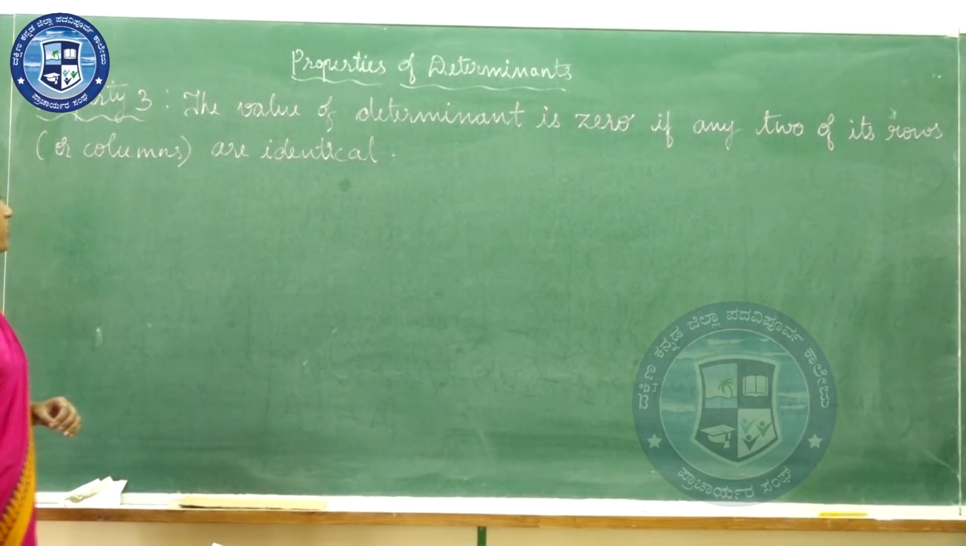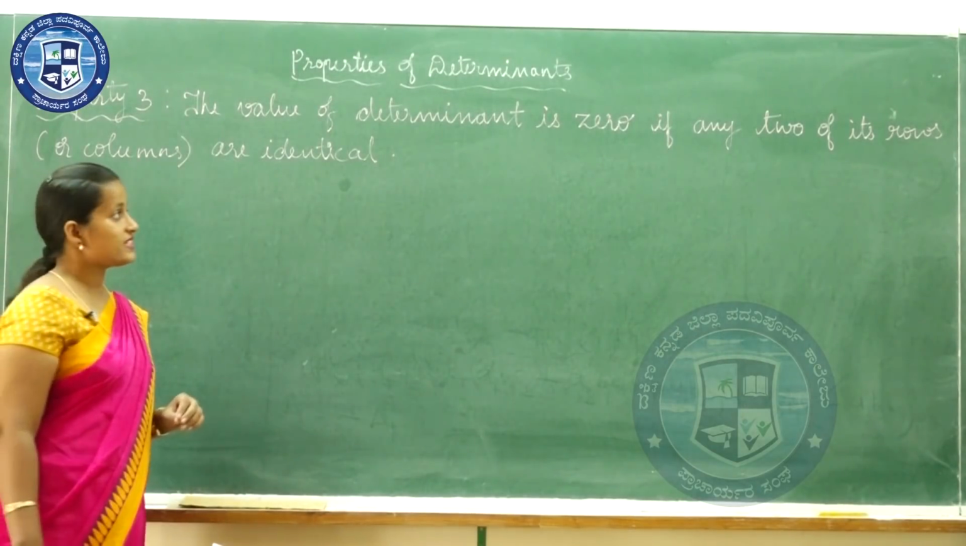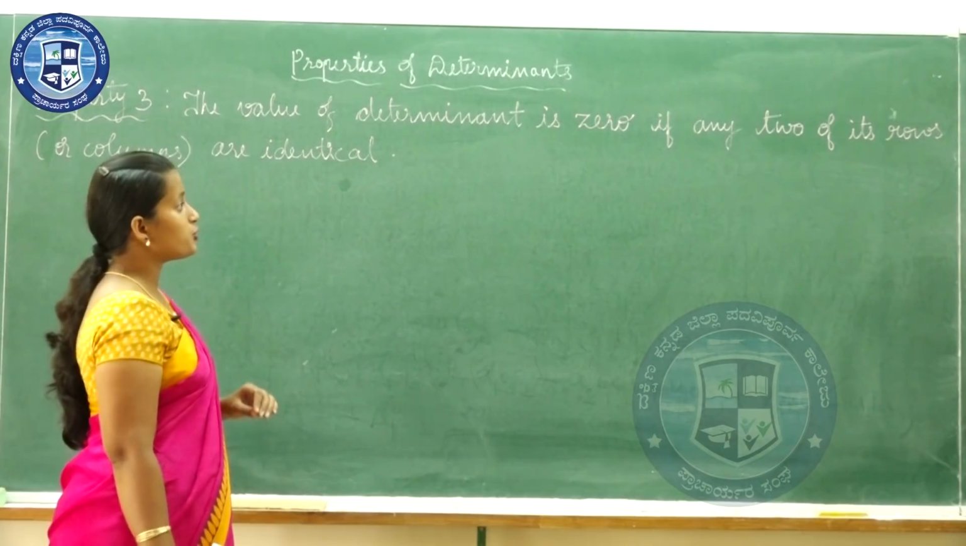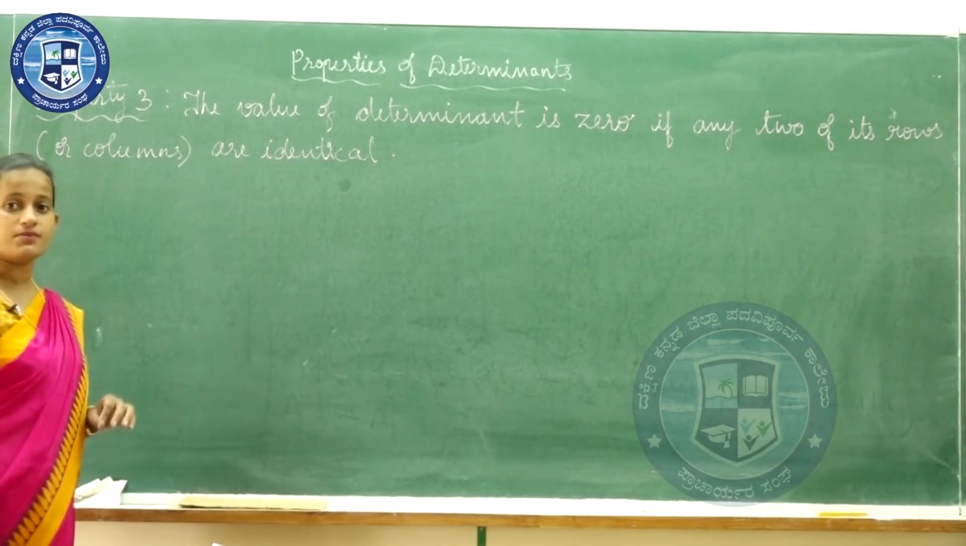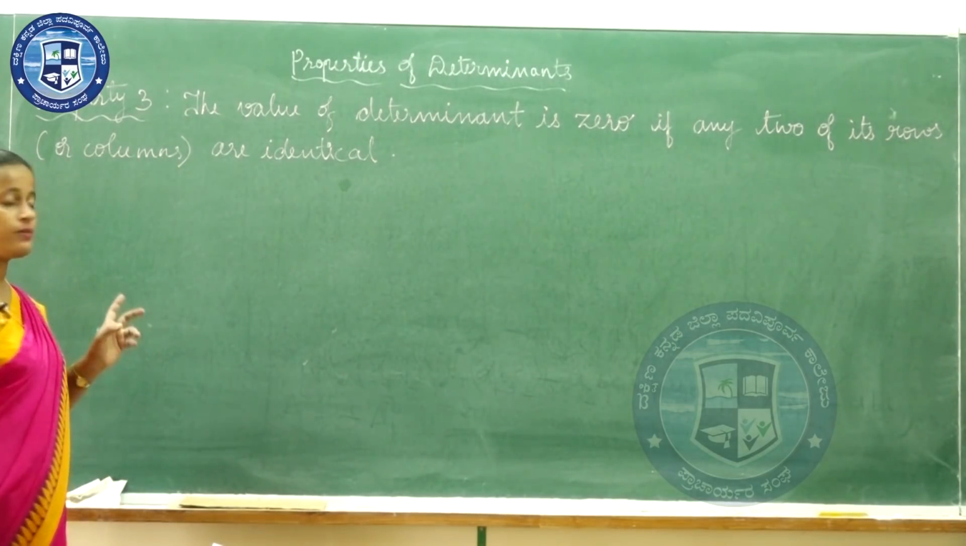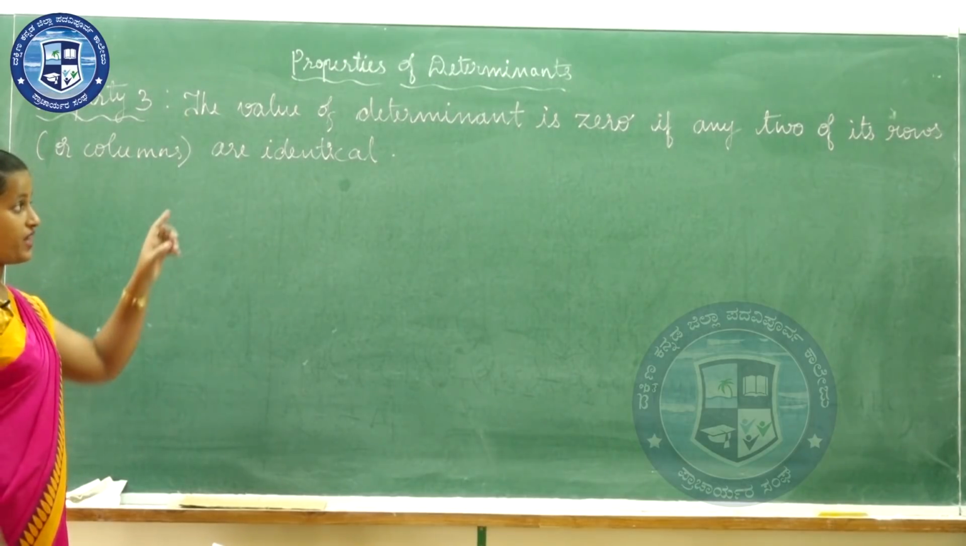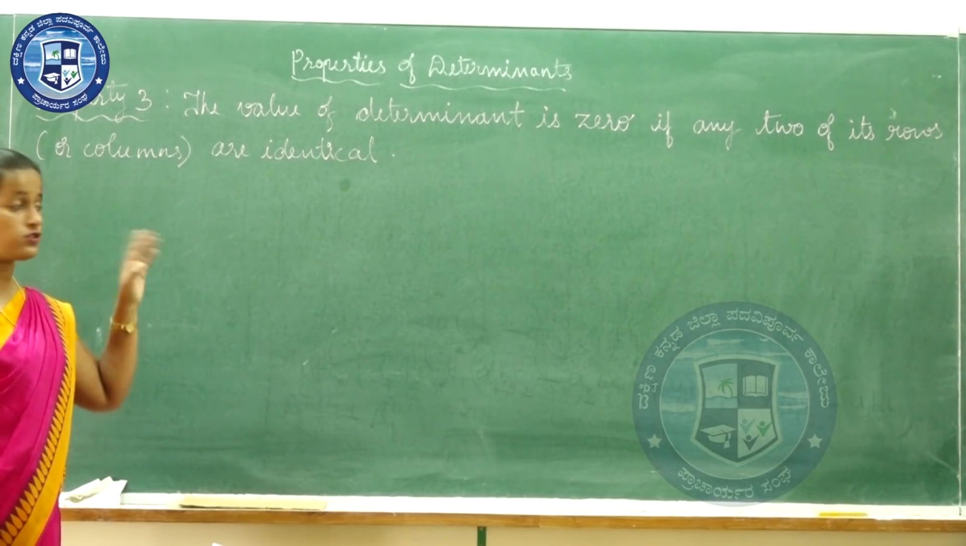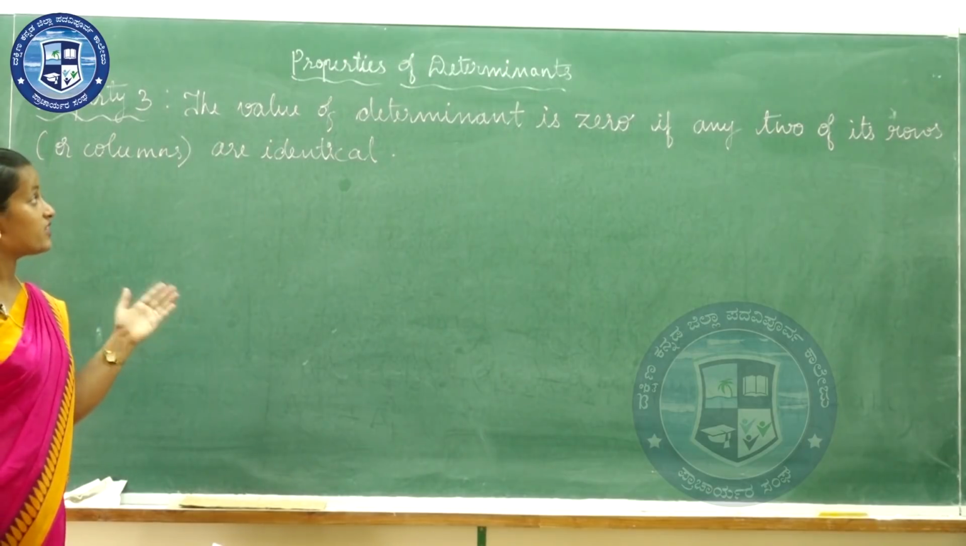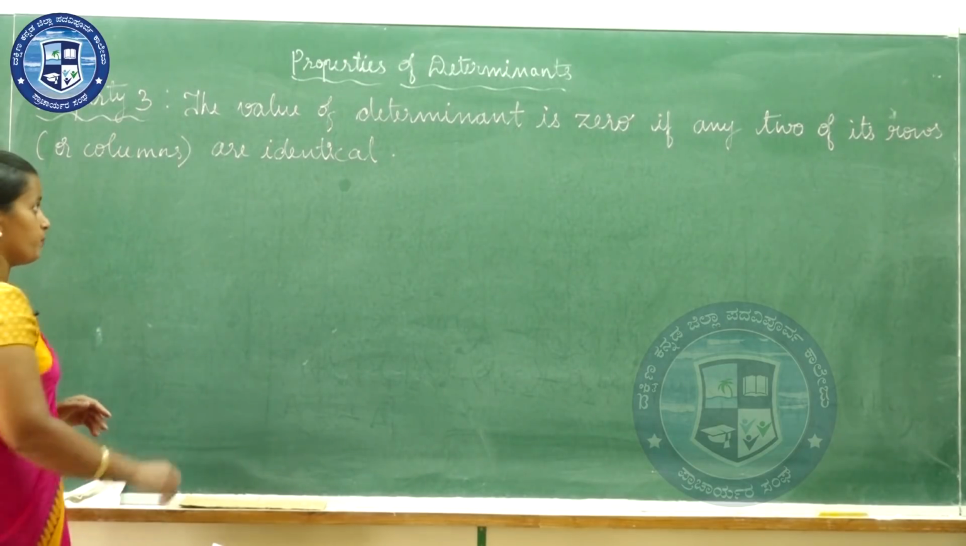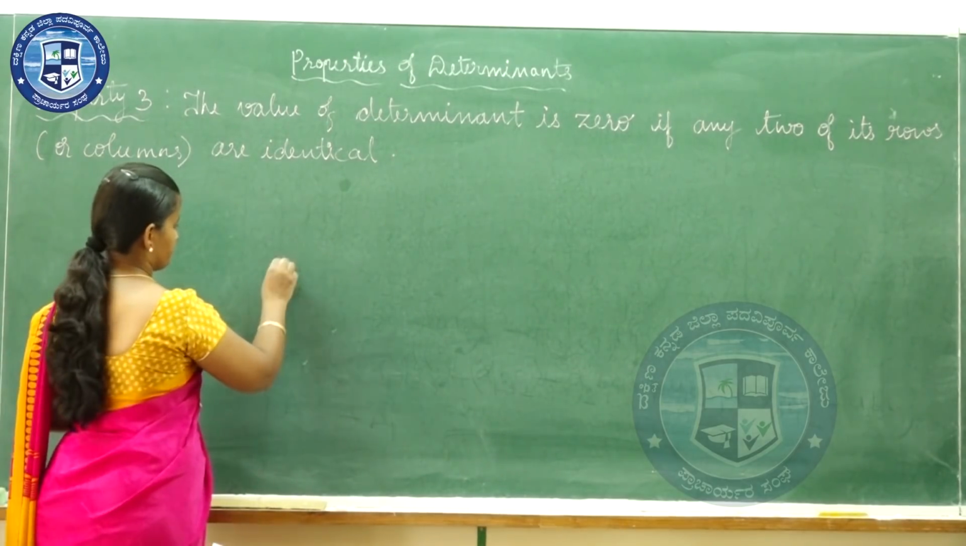Property 3: the value of a determinant is 0 if any two of its rows or columns are identical. What do you mean by identical? Same. If any two of its rows or columns are the same, then the value of the determinant is 0.